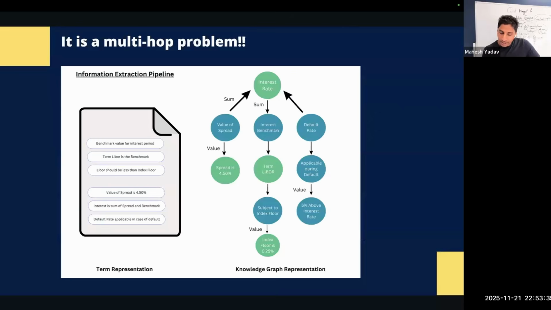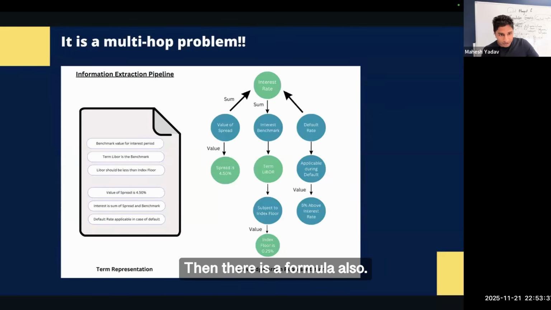So far good? Okay, then there is a formula also. The subject matter expert told us that the interest rate is basically the sum of the value of spread plus the interest benchmark. In this contract, it's LIBOR. That is the index floor. So find the value of spread and add it to the index floor. And that's your answer, which is 4.75.